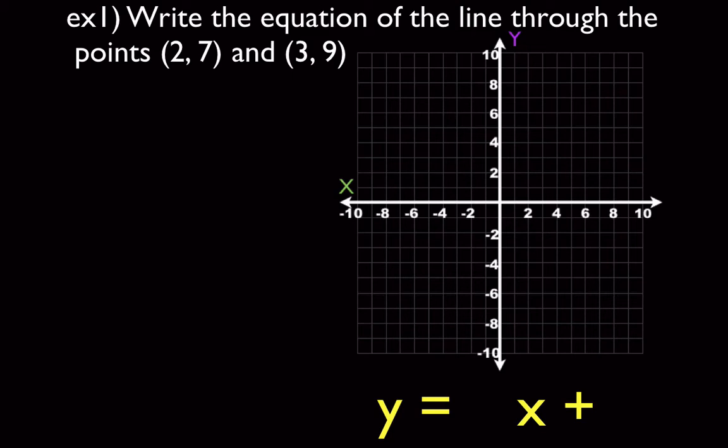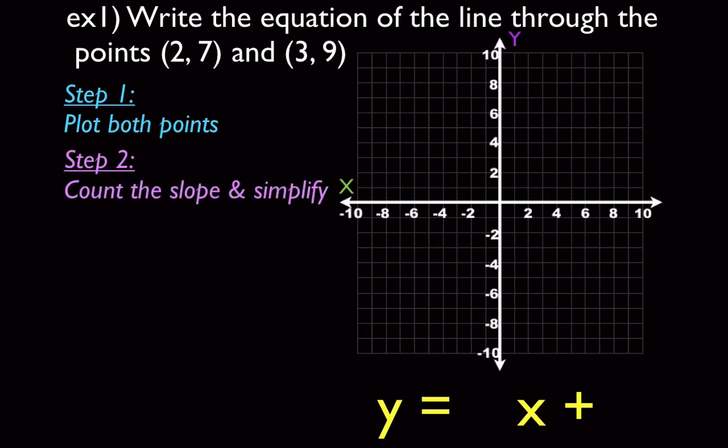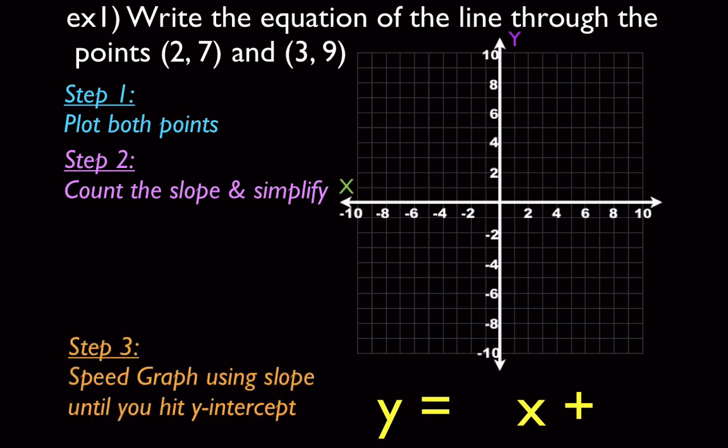So all we can do is plot those points. Step 1 is you're going to plot both the points. Make sure that the plotting points part is not going to ever hold you back. If that means you need to sit down and do a ton of practice, that's what you need to do. So I'm going to plot. Then I'm going to count the slope and simplify. And lastly, I'm going to speed graph using the slope until you hit the y-intercept.